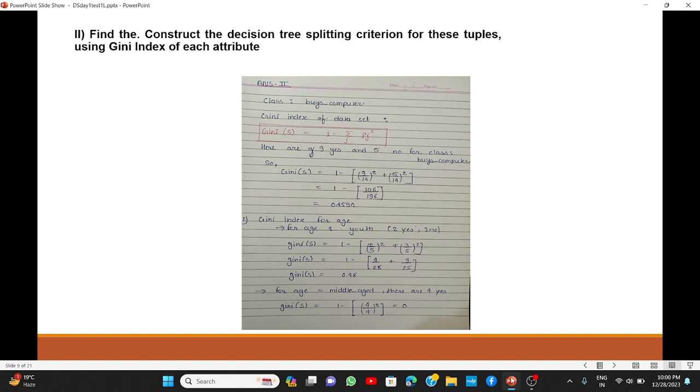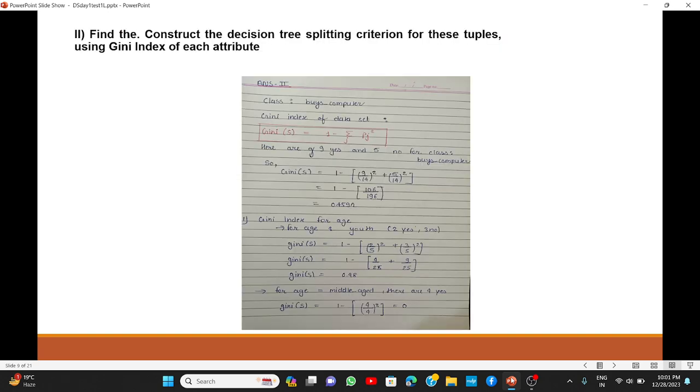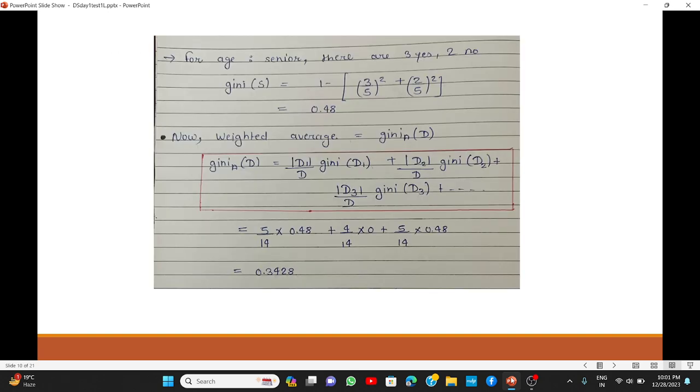Gini index for the age attribute: where youth has 2 yes and 3 no, the Gini for youth is 0.48, and in middle aged there is 4 yes and 0 no, so Gini for middle aged is 0. And for senior, there are 3 yes and 2 no, so Gini for senior is 0.48. Now, we will calculate the weighted average by finding the Gini index of the particular attribute in dataset D. So, Gini index of the whole dataset is 0.3428.